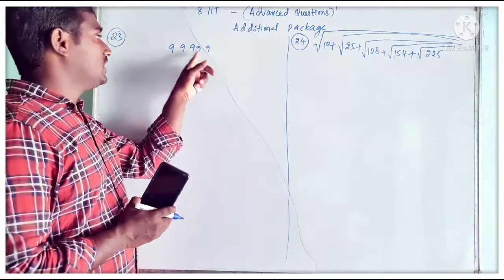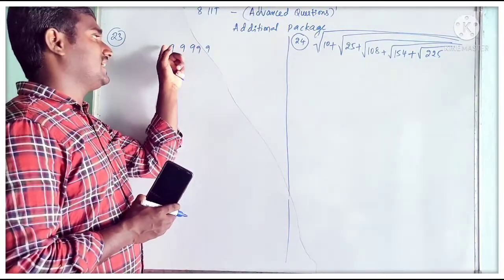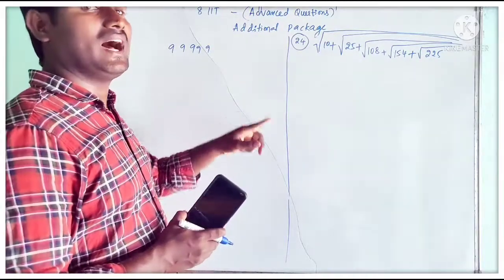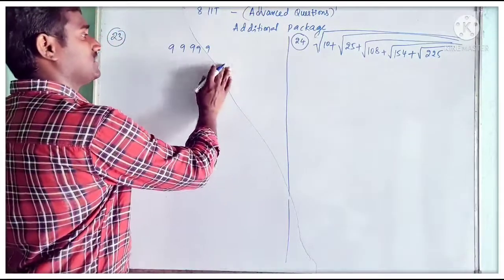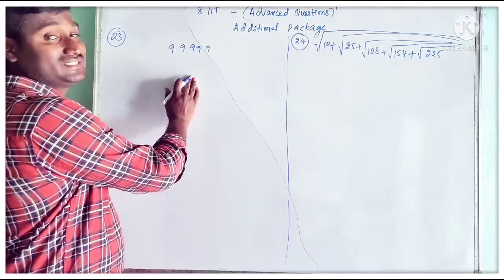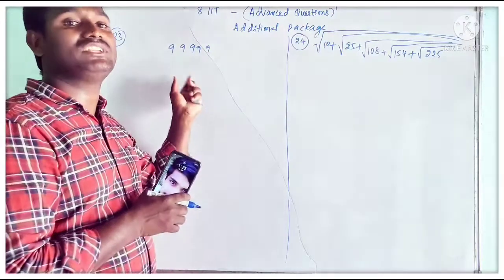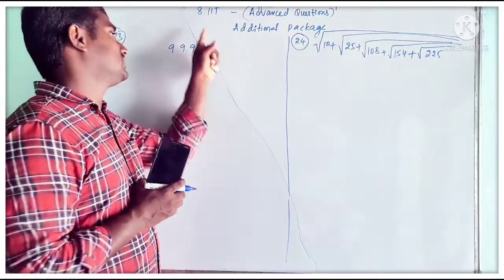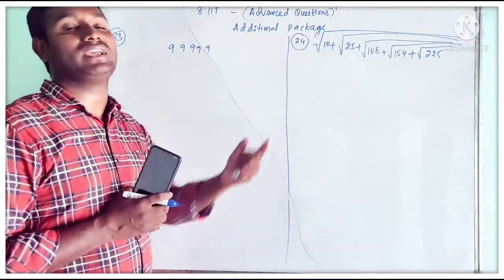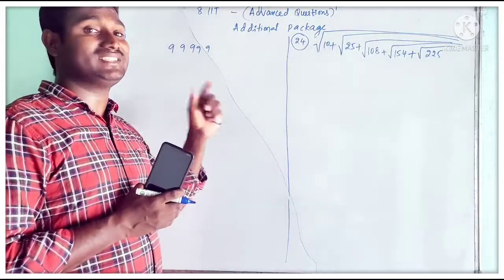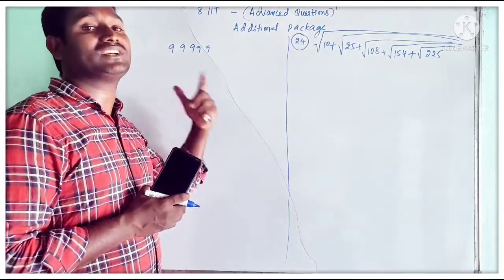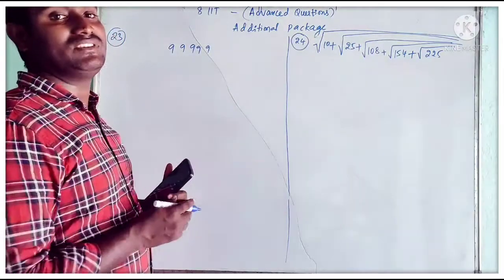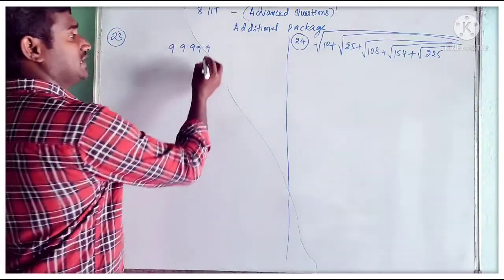So 99,999 is not a perfect square. The greatest 5-digit perfect square is less than this number only. Less than means we need to subtract: by what number, if you subtract from the given number, it becomes a perfect square. So this question belongs to the subtraction case, and we need to use the division method.